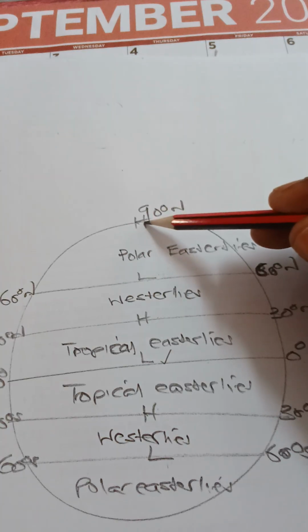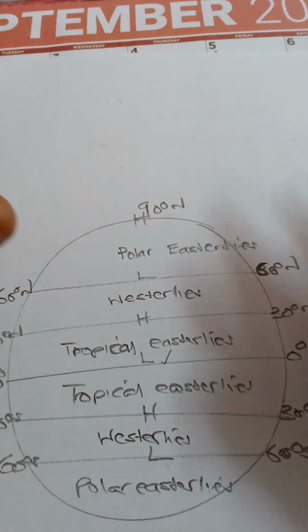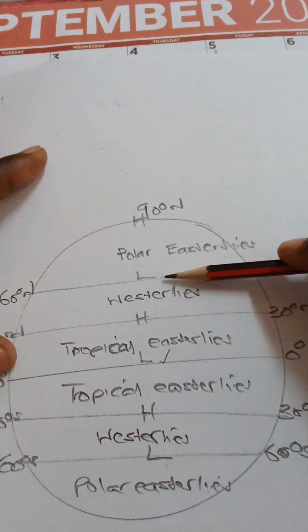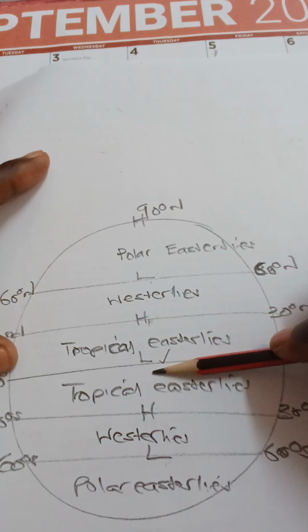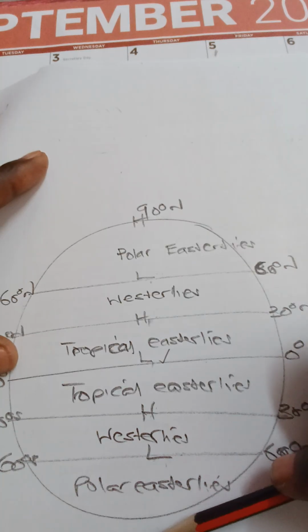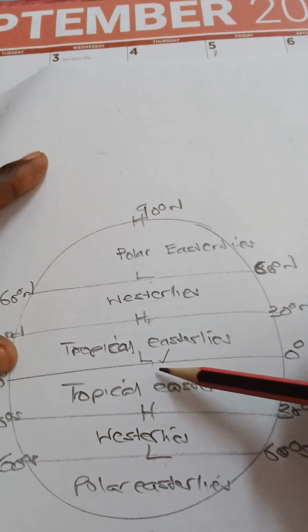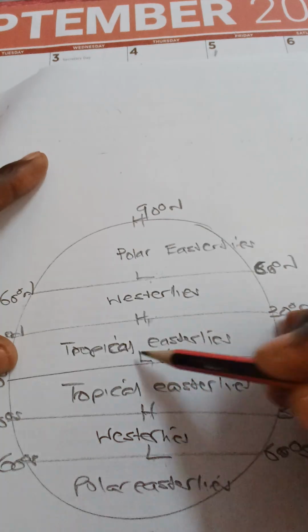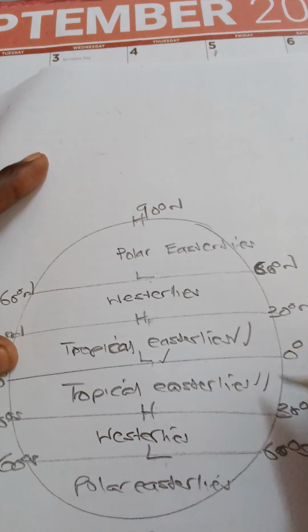This is where we have got the polar high. If you know the pressure systems, then you won't have any problem. So you have got your polar high, subpolar low, subtropical high, equatorial low, subtropical high, subpolar low, polar high, both north and south of the equator. So where do we have the easterlies? The easterlies are between the subtropical high and the equatorial low. So this is where you have got your tropical easterlies, also the same north and south of the equator.